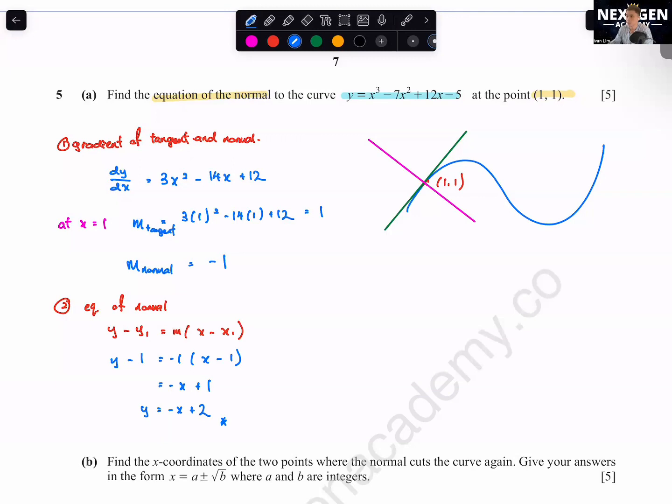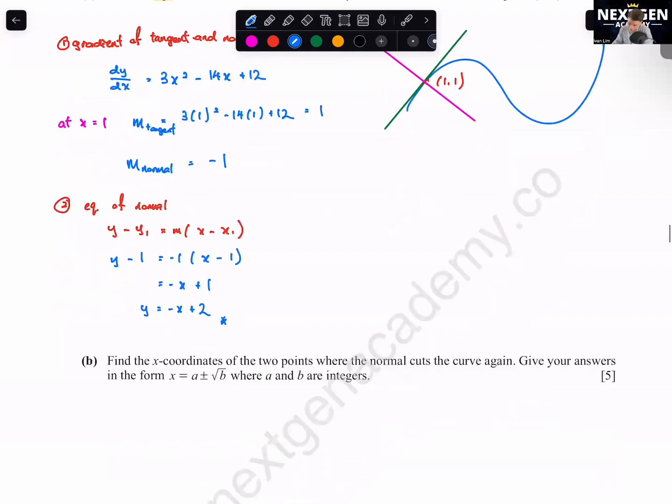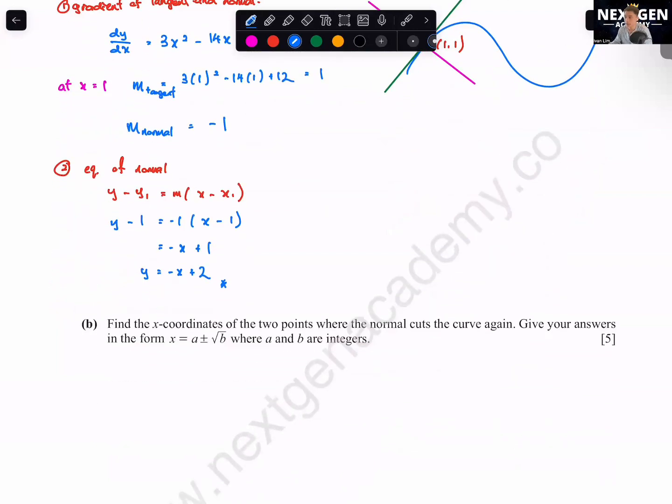Okay, next one. Find the x-coordinates of the 2 points where the normal cuts the curve again. Give your answer in the form a plus or minus square root of b, where a and b are integers. What's the first step that you're going to do for this? The x-coordinates of the 2 points where the normal cuts the curve again.